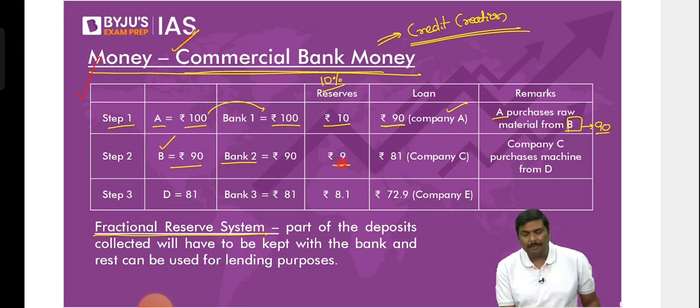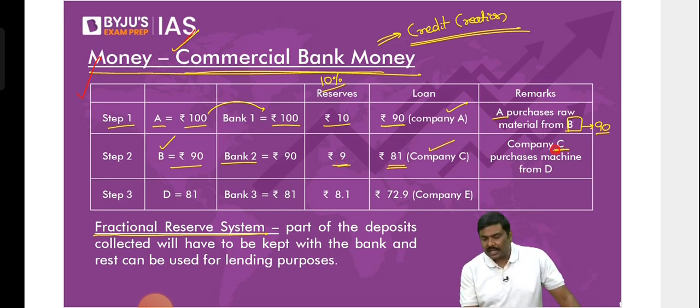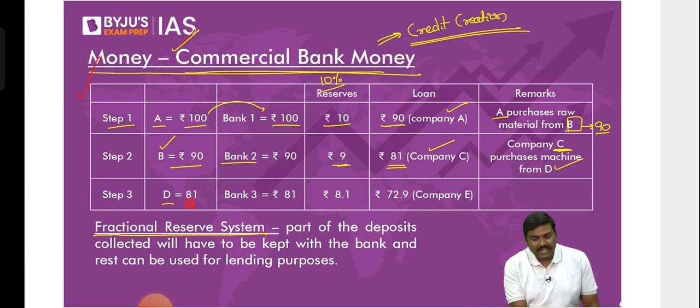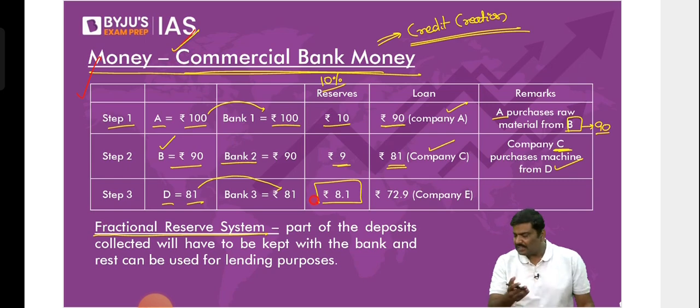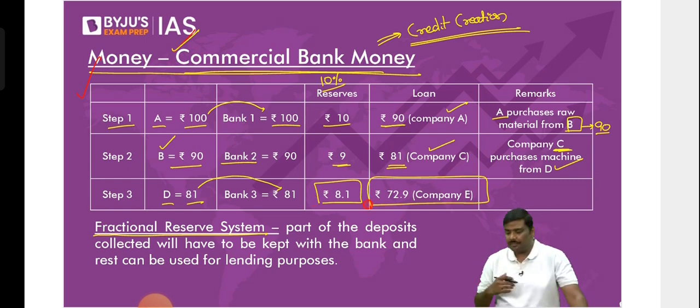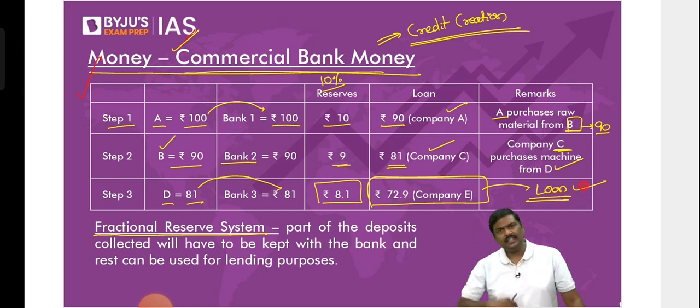Now the second bank will keep aside 9 rupees, that is 10% of it, and use the remaining 81 rupees to lend to company C. Company C will purchase a machine, let's say from company D. Company D will have 81 rupees. D will deposit this in bank 3. Bank 3 will keep aside 10% of it. The remainder, that is 72.9%, will be issued again in the form of a loan.